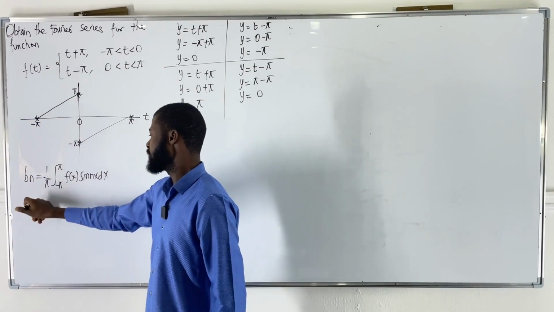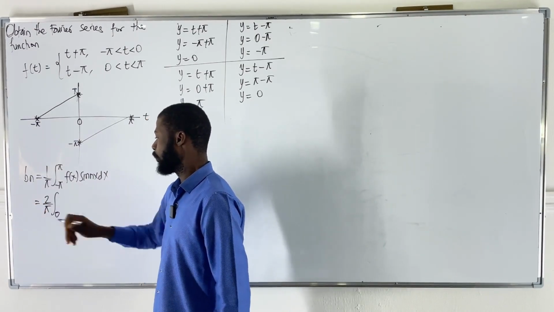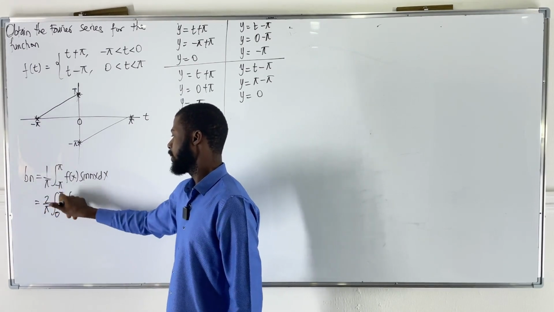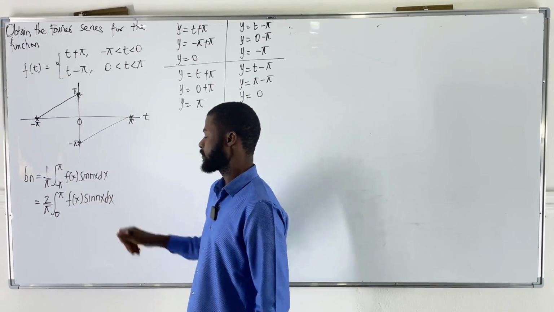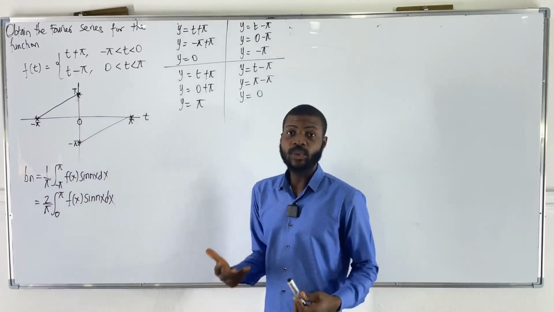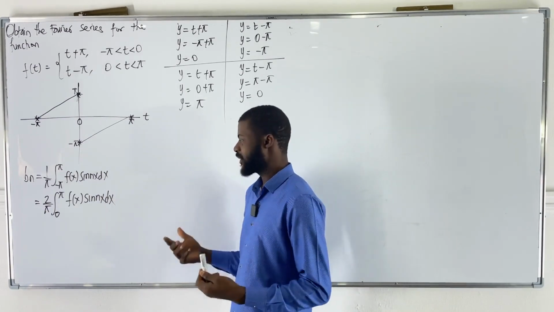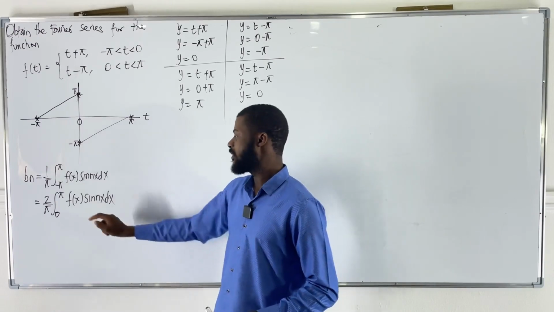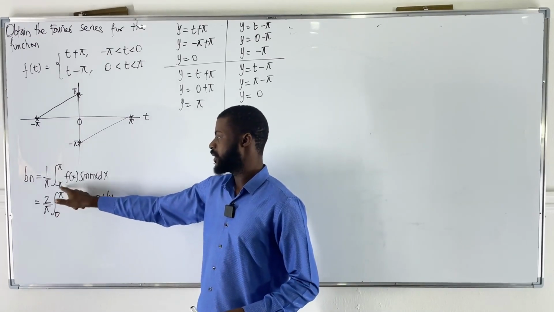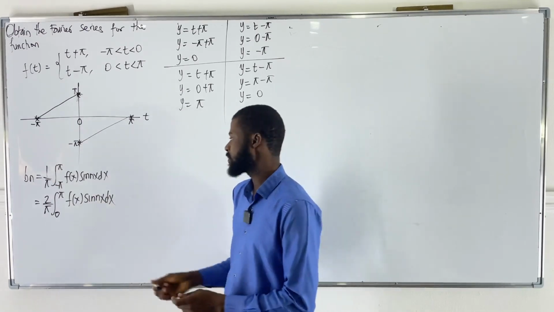So instead, I'm going to say this is 2 over pi integral from 0 to pi of f of x sine nx dx. So that's the whole idea. That's why this is beautiful. That is why this is actually very fine, to know when it's even or odd. So as you can see, we have reduced our limit of integration. Instead of minus pi to pi, we're now doing 0 to pi, making things much more easier for us.